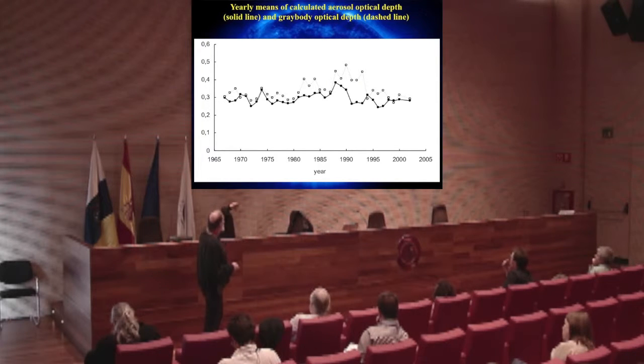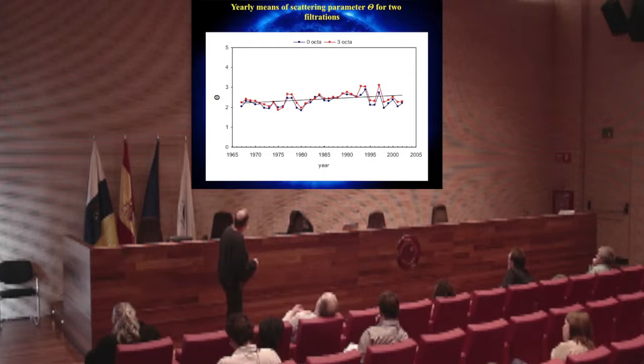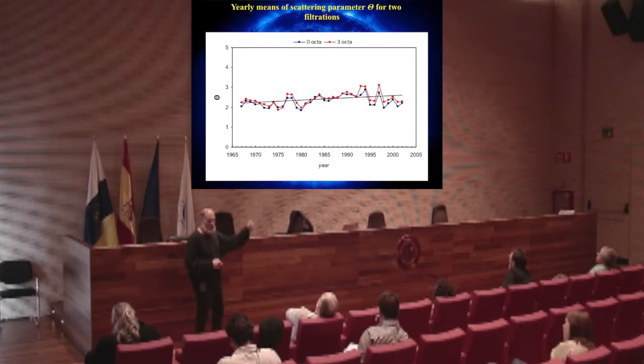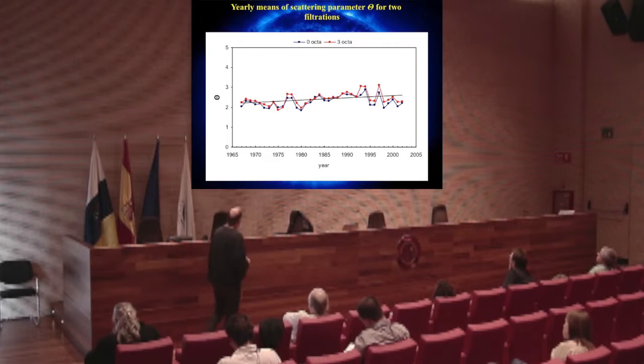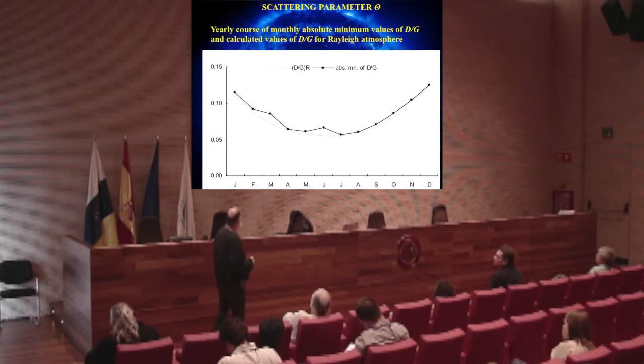It is aerosol optical depth and gray body optical depth also for that period, and it shows very similar behavior. Also the scattering parameter that I defined first. The shape of the curve is very similar. It means that all the parameters confirm the results of each other. It is an interesting result.